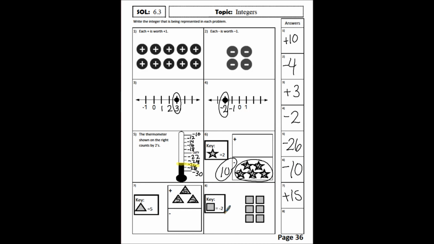And in the last one, we have that each box is worth negative 2. So if I have 2 negatives, 4 negatives, 6 negatives, 8 negatives, 10 negatives, 12 negatives, then altogether I have 12 negatives, and that's going to be a negative 12.